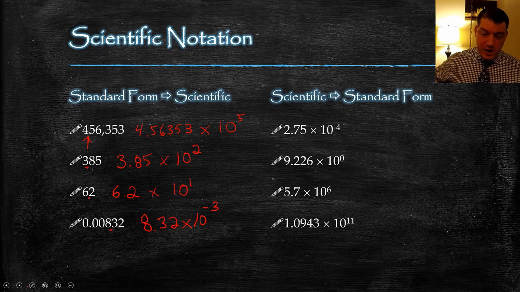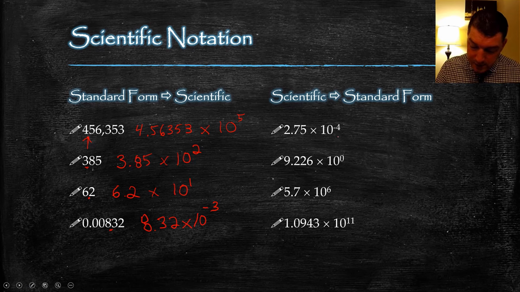So that first number has 6 significant figures. The second number has 3 significant figures. The third number has 2 significant figures. And the fourth number has 3 significant figures, which are all easily seen from the values in the digits part of scientific notation. Now let's practice going in the opposite direction.